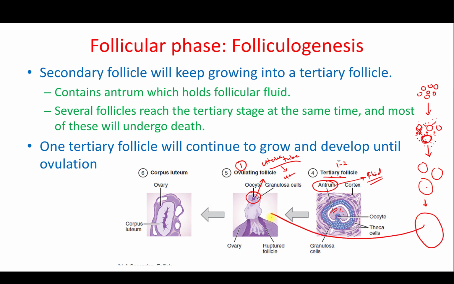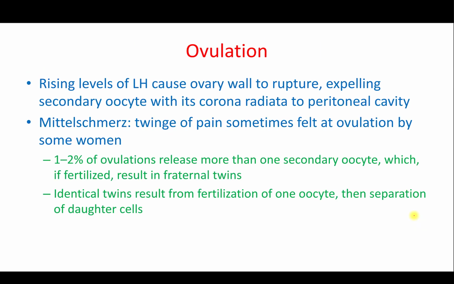This is the one that would release its egg. So ovulation usually will have just one egg. Very rarely we will have 2 eggs, from either each one of the ovaries or 2 follicles developed at the same time in one ovary. And if there is fertilization, that's when we will have fraternal twins. Sometimes they call them the fake twins.